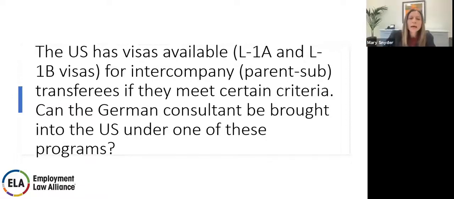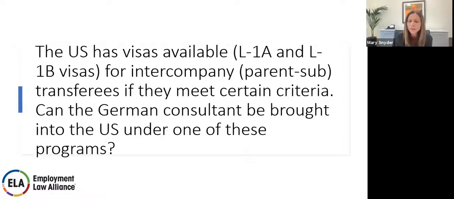Absolutely. So whenever you have a corporation that has an office or a company set up in the US and also has companies in other countries, subsidiaries or affiliates or parents, we always start thinking about our L visas. These are for multinational companies and for transferring employees to the US from other countries.